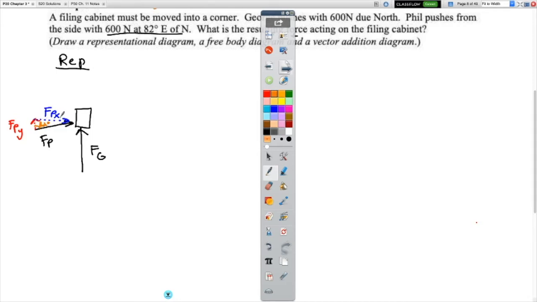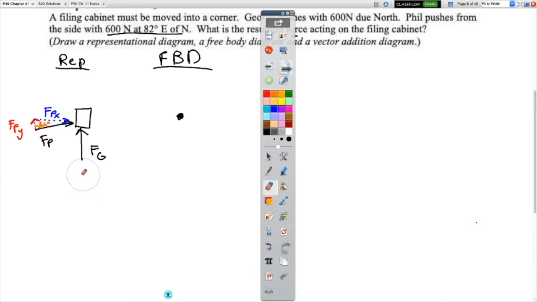Okay, let's move on to our free body diagram. So we simplify the situation, we get rid of all the extra beautiful artistic details, and we just strip it down to a single point. So we're going to let that single point represent the center of mass of the filing cabinet. Let's draw Phil first. Okay, so Phil, by the way, sorry, just going back for a sec, these should be about the same size. I maybe made George a bit too big, right?